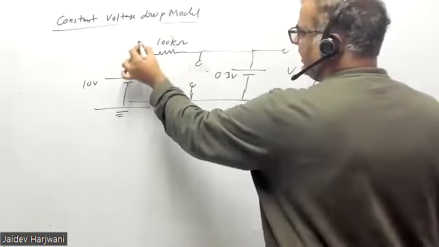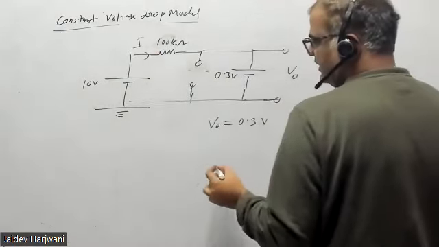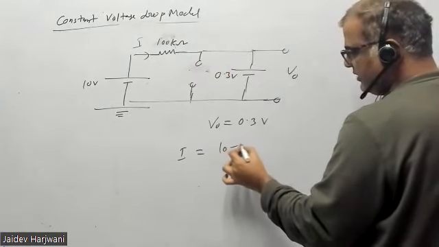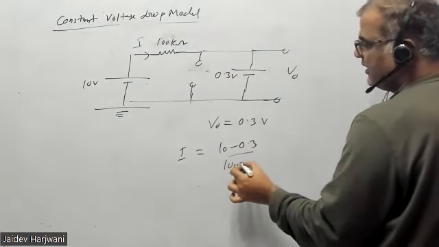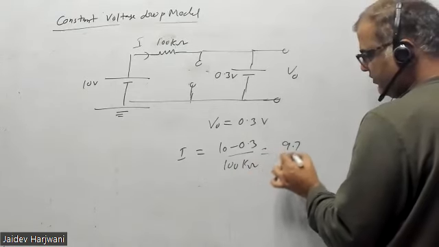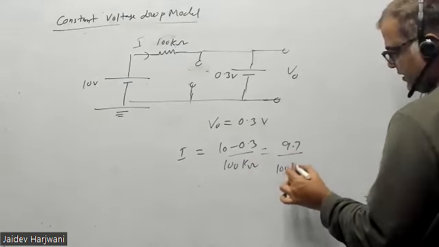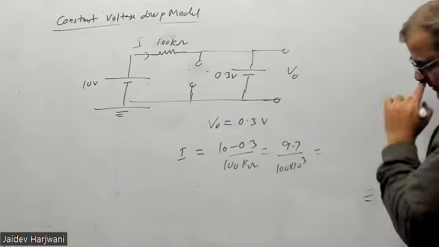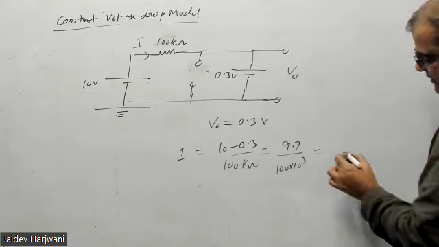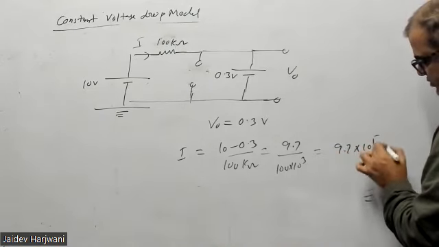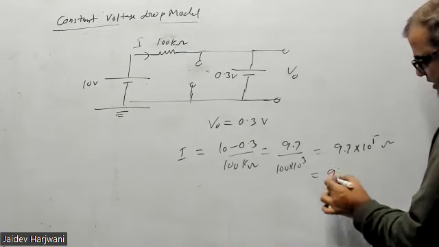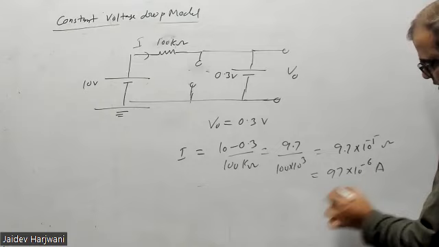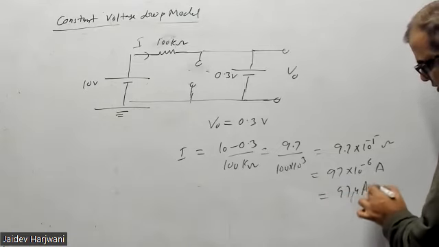Okay, now you can find what is I. I in the circuit will be what? I will be 10 minus 0.3 divided by 100 kilo ohm, that is 9.7 upon 100 kilo ohm. Okay, how much will come? Tell me. 9.7 upon 10 raised to power 5 ohm, or 97 microampere.